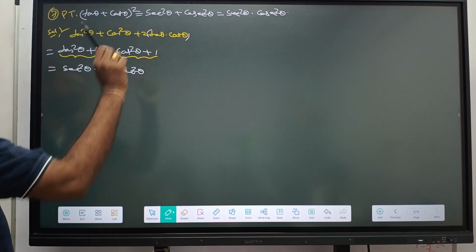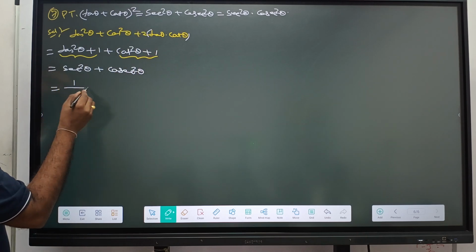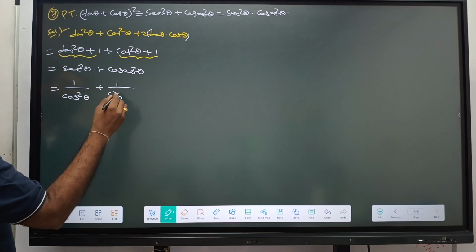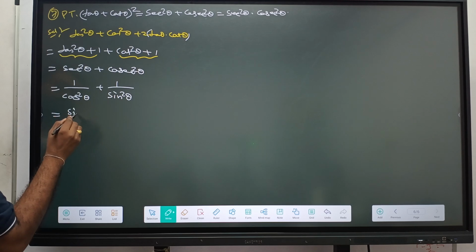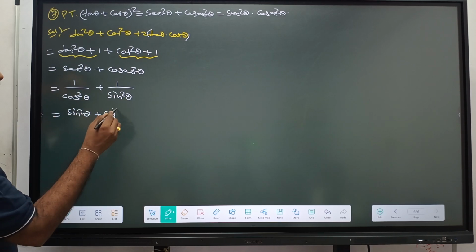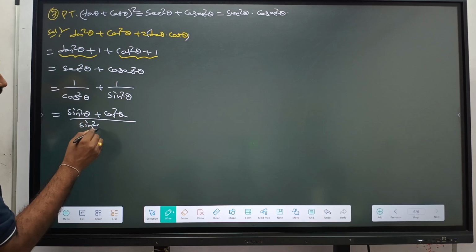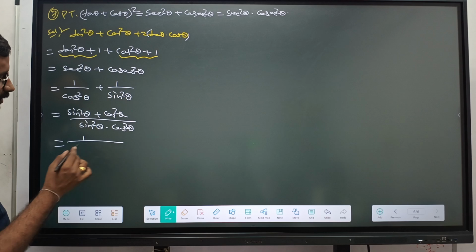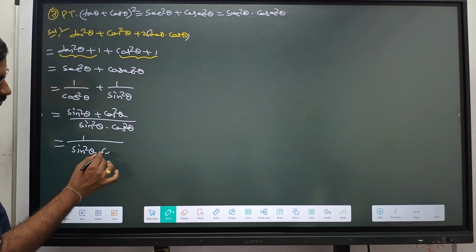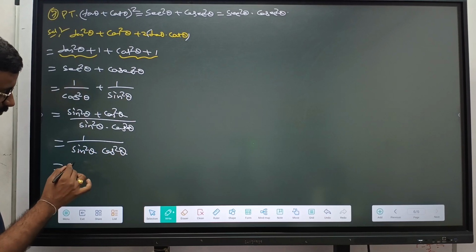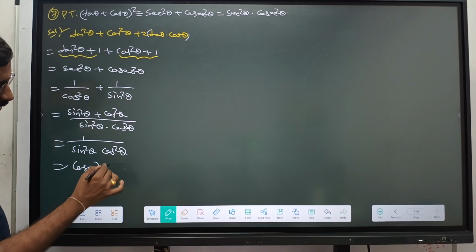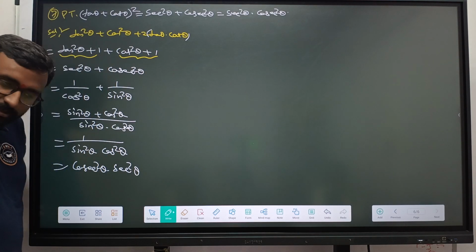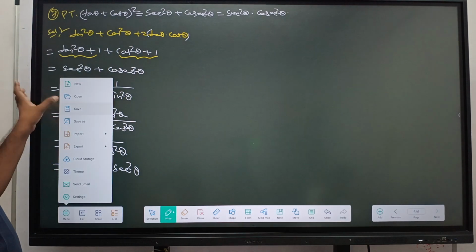Now, first proof finished. Second, write secant square theta, 1 by what? Cos square theta. Cosecant square theta, 1 by what? Sin square theta. Now do LCM: sin square theta plus cos square theta by sin square theta into cos square theta. What is sin square theta plus cos square theta? 1 by sin square theta into cos square theta. What is 1 by sin square theta? Cosecant square theta. 1 by cos square theta? Secant square theta. That is the proof, the last proof. Understand? So this is also very important. This you have in second year.